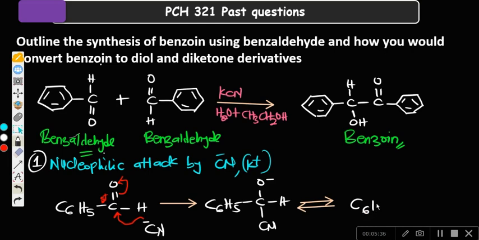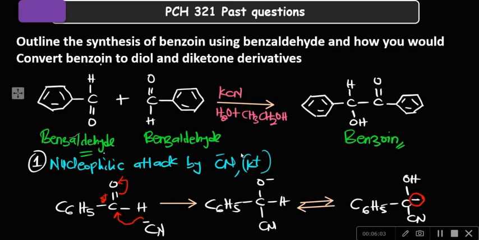So this will give us C6H5, and then you have C. The proton will come up here to form OH. Here becomes negative, and then you have CN. This negative charge that you have here now is a good nucleophile to attack the other benzaldehyde. Is that okay? This one now is not the one that will attack the other benzaldehyde.